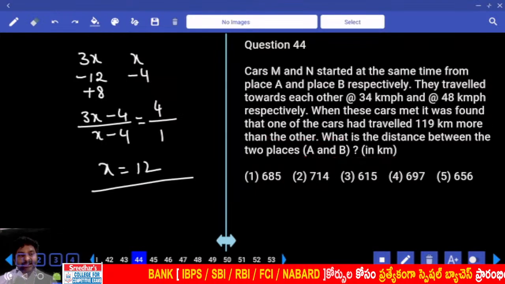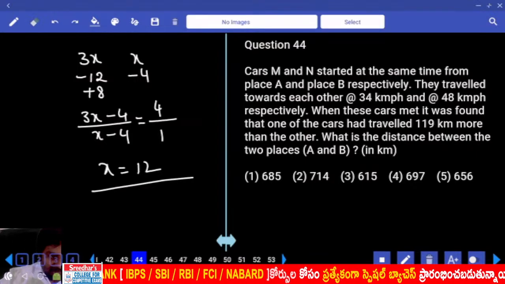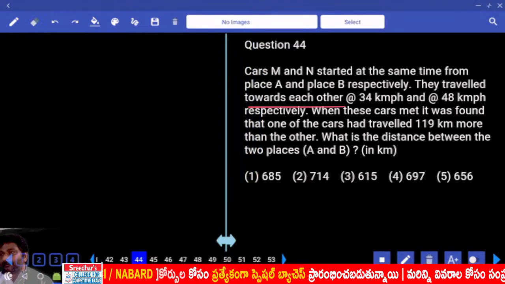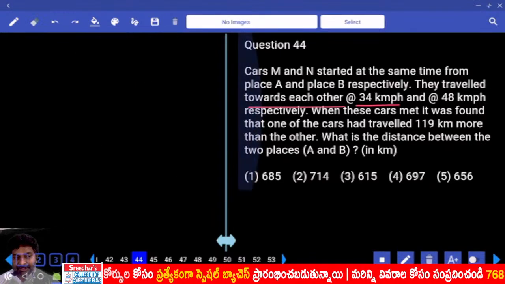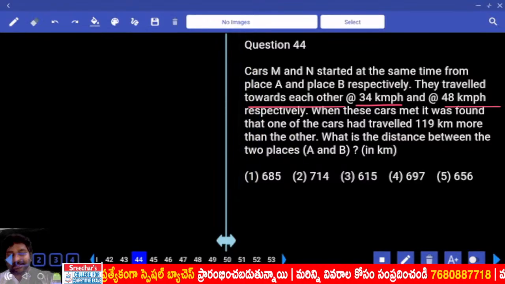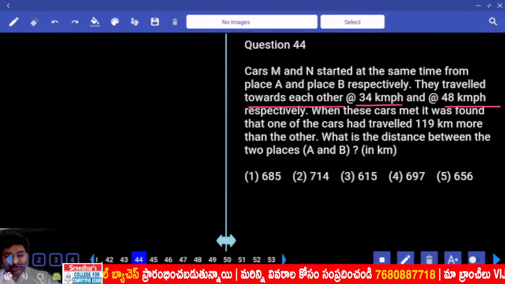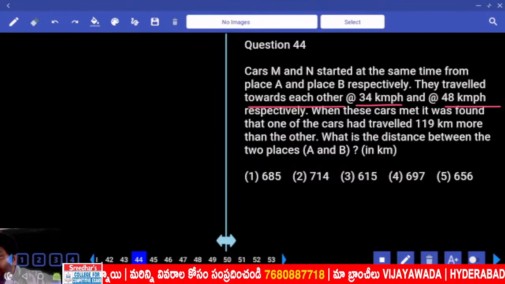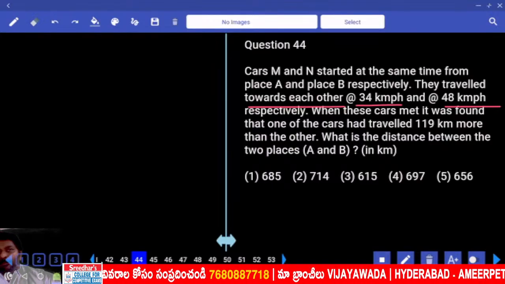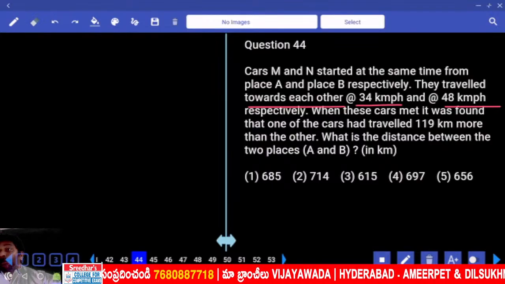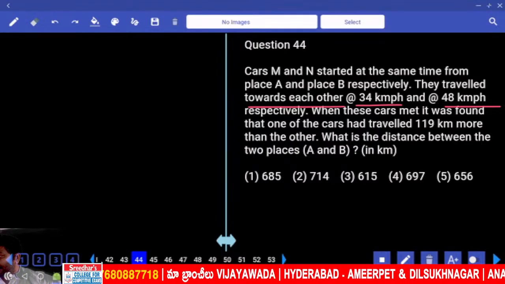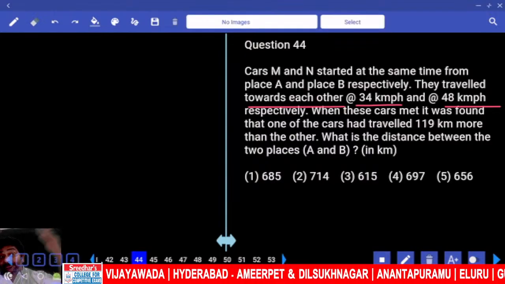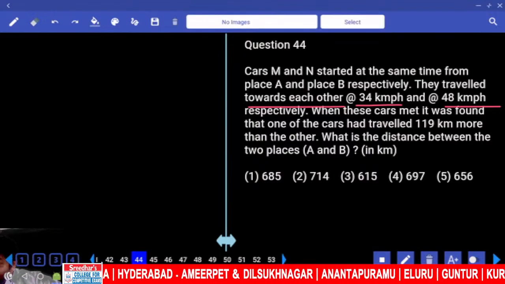Cars M and N started at the same time from places A and B respectively. They started towards each other, that means both are moving opposite to each other, at 34 km per hour and 48 km per hour respectively. When these two cars met, it was found that one of the cars had traveled 119 kilometers more than the other. Both started from different places, but at the same time. Language is important. Both started from different places, but started at the same time.